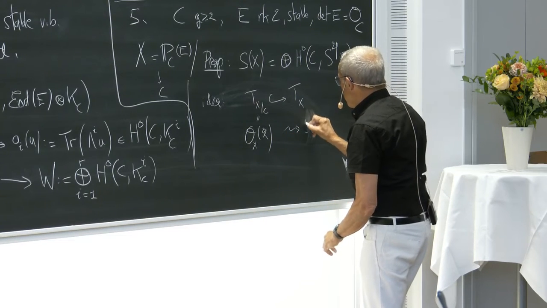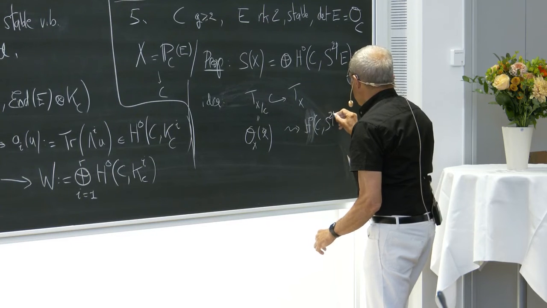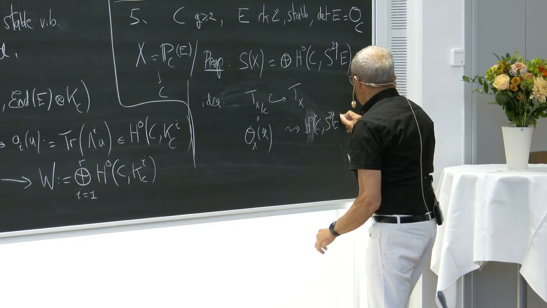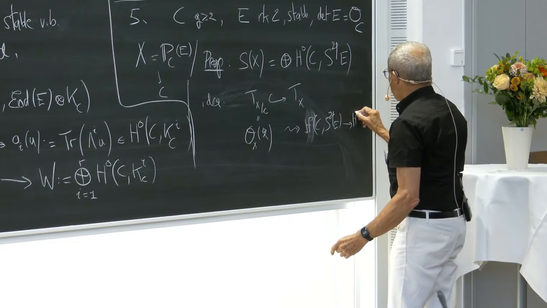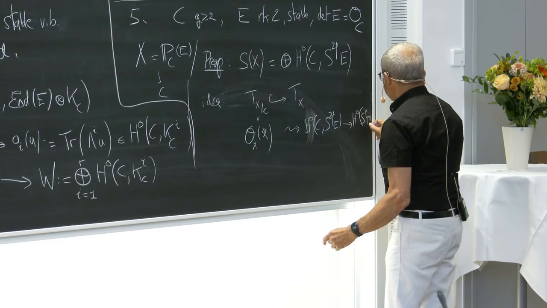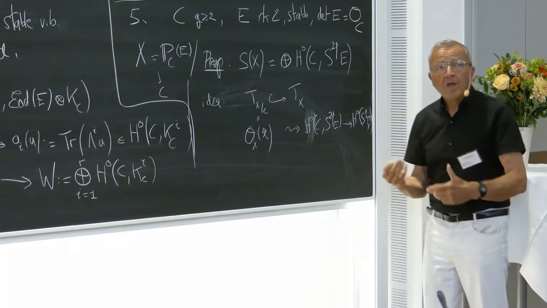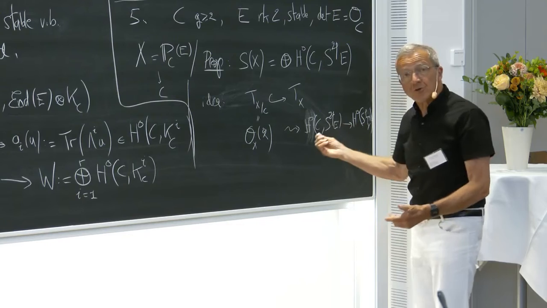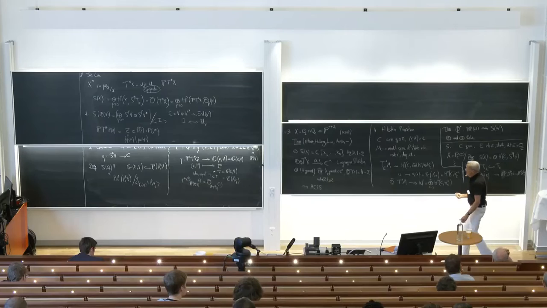That's it, H^0(C, S^{2p}E) goes into H^0(S^p T_X). And now we use some exact sequences to show that this is actually an isomorphism. There is something to prove, but it's not very difficult.